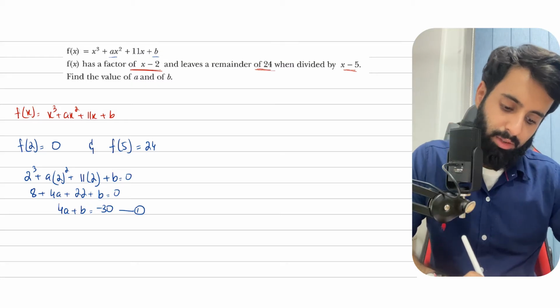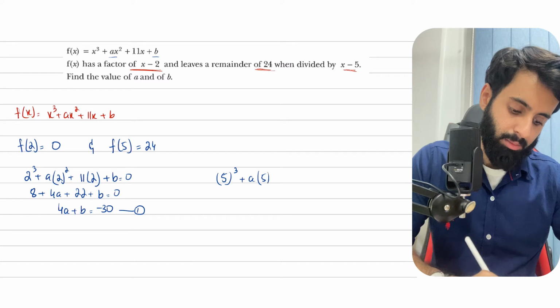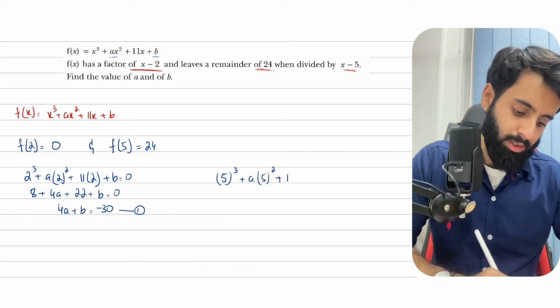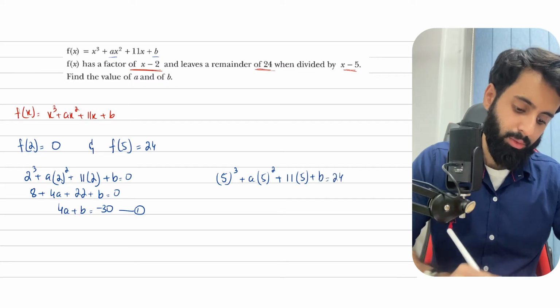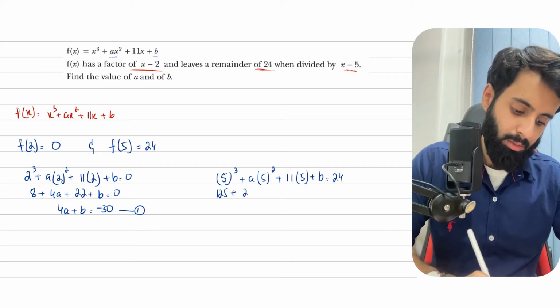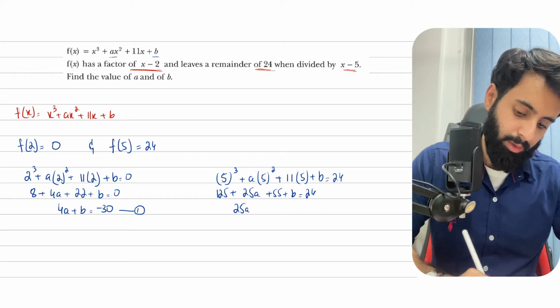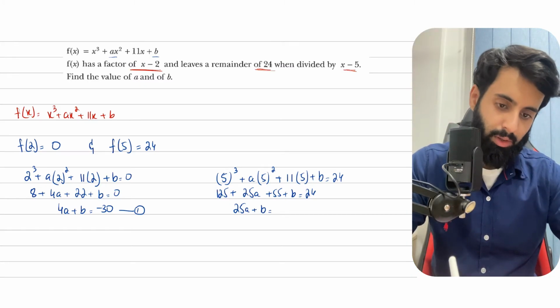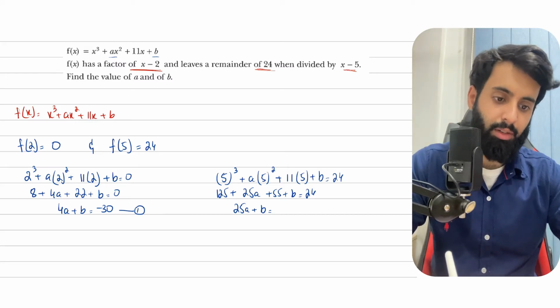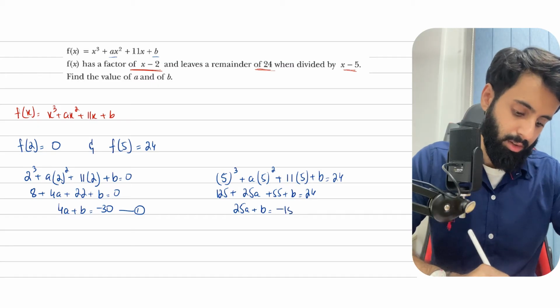Let's find out the other equation, for which we'll plug in 5. So 5 cubed plus a times 5 squared plus 11 times 5 plus b is equal to 24. So 5 cubed is 125 plus 25a plus 55 plus b is equal to 24. So that means we have 25a plus b. Here we've got to be careful. 125 plus 55 is 180, and then let's do 24 minus the answer, so that means minus 156.